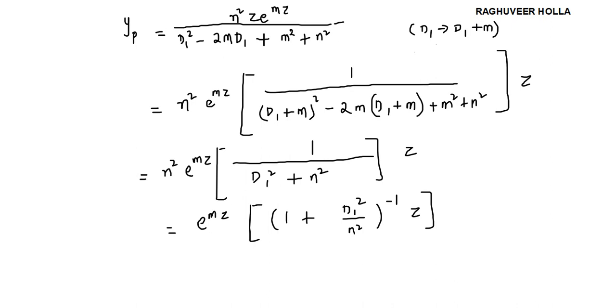Now let us expand this. So what do I get? This is yp, which is equal to e to the power of mz, multiplied by 1 minus d1 square divided by n square, plus d1 to the power of 4 over n to the power of 4.